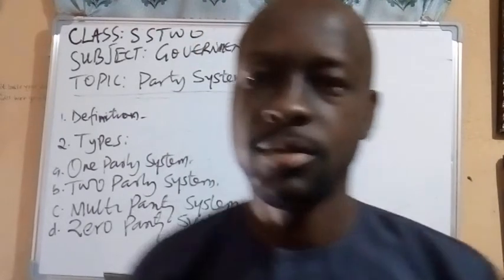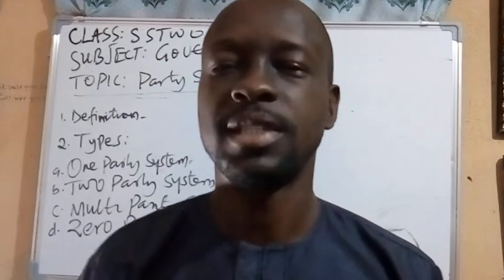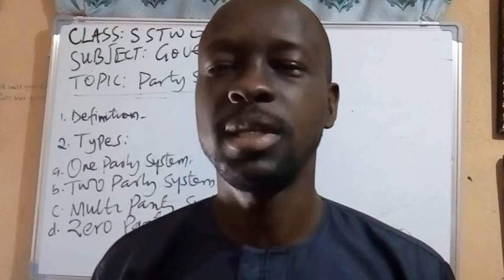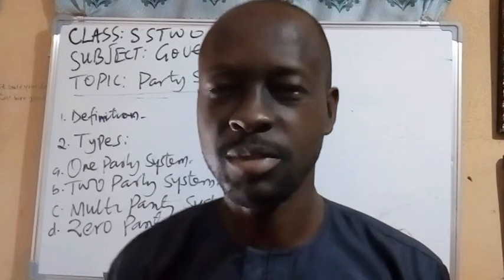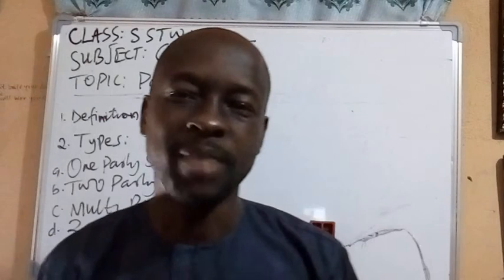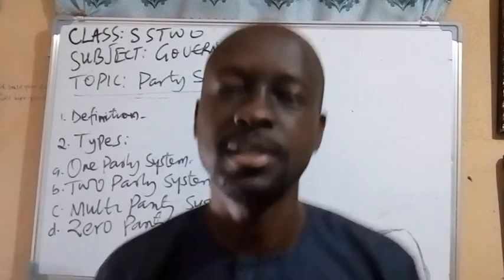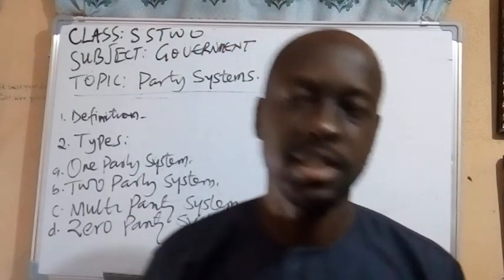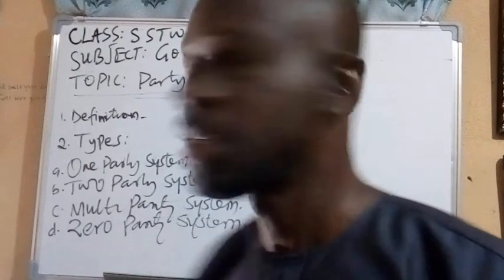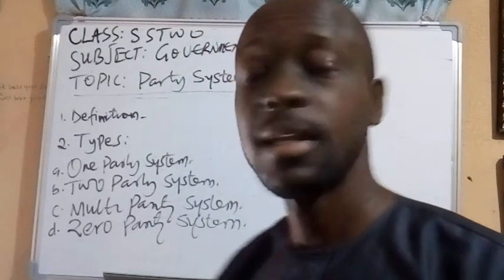In the last lesson, we were able to see the factors that determine the electoral success of a political party. We are still not done with political parties. We still have one more thing to discuss about political parties, and we are discussing it this morning, today. That is party systems.